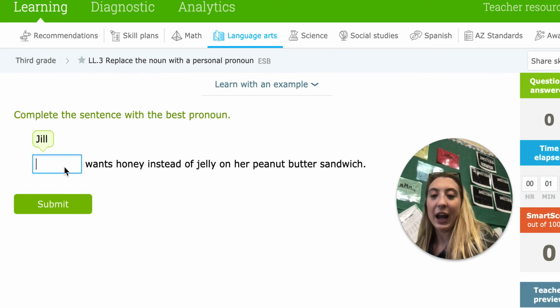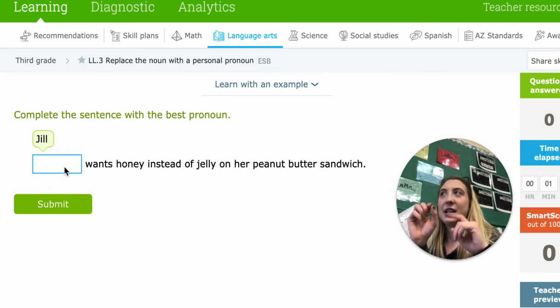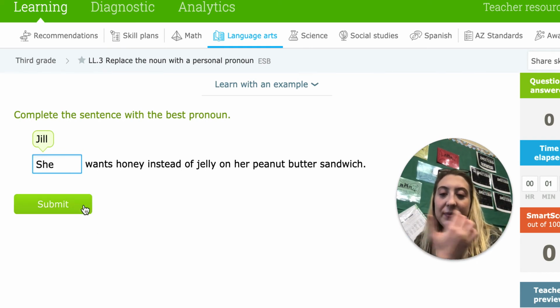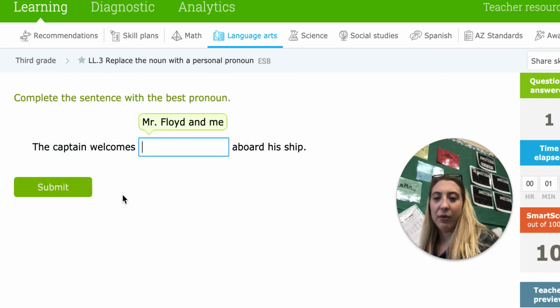So remember, when I type it, it's at the beginning of a sentence, so I have to capitalize it, which means I'm going to put my finger on the shift, or if you're on an iPad, it's going to have the arrow pointing up. You're just going to click on it, and I'm going to type S-H-E, and then I click submit. Very good.